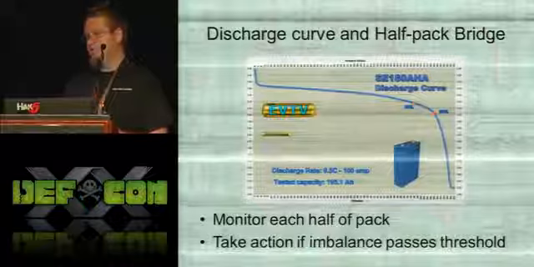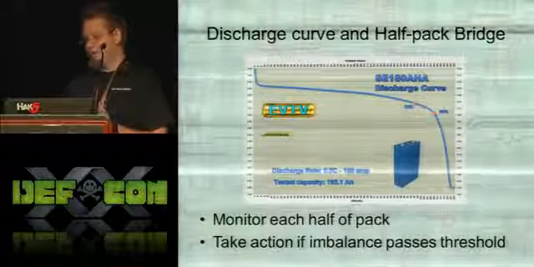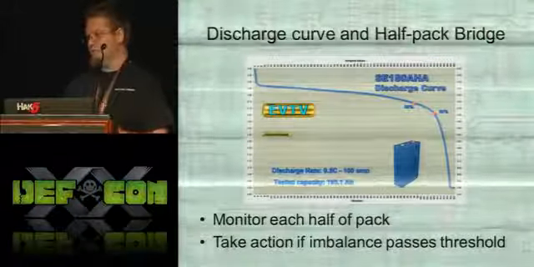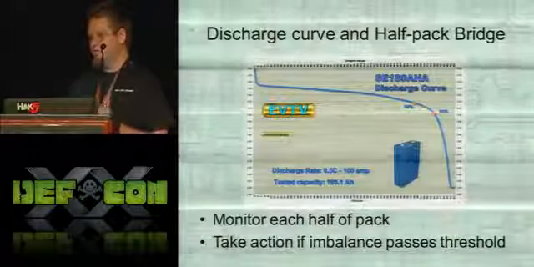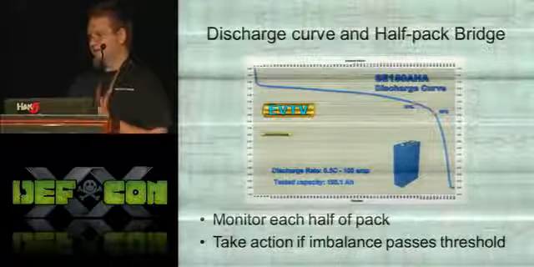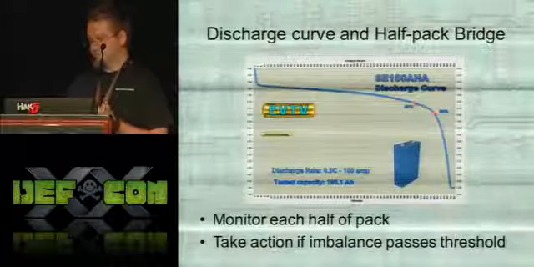So if one of your cells gets weak and reaches the end of that curve where it stops dropping quickly, you can see that very easily by comparing the two voltages of the packs, because they should be basically identical. And so if one starts dropping, then you know you need to do something.